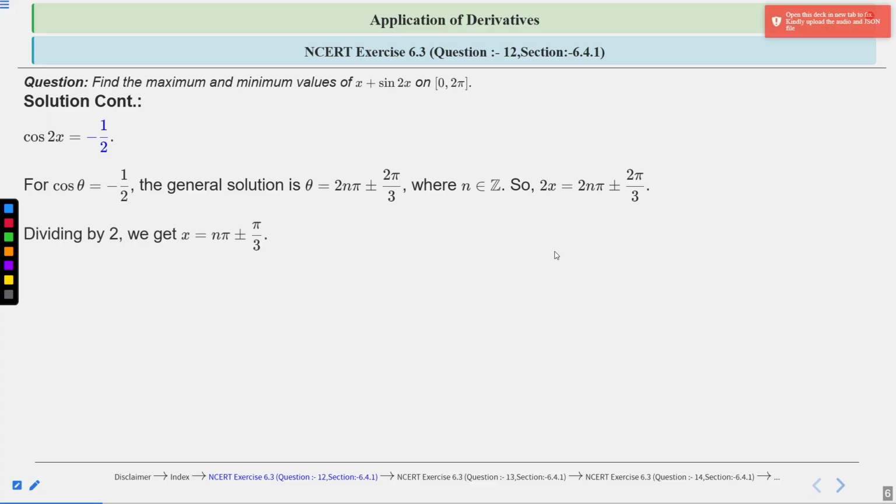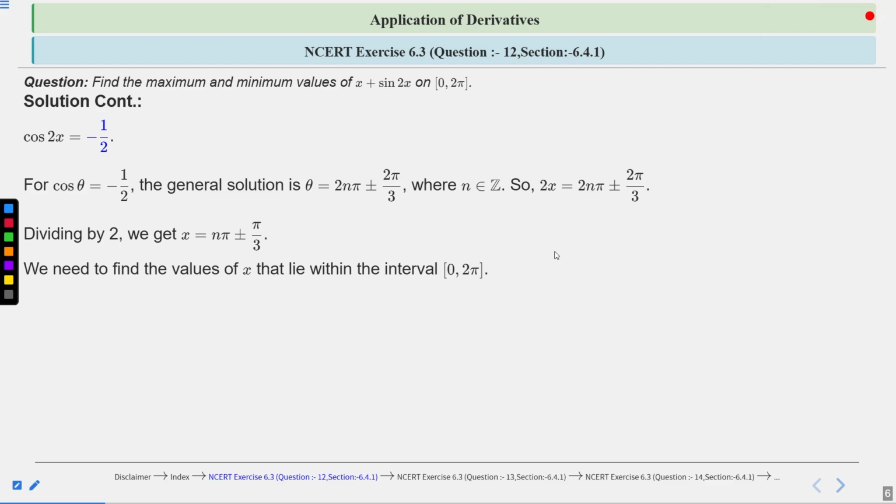Now dividing by 2, we get x is equal to n pi plus minus pi by 3. Now we need to find the values of x that lie within the interval 0 to 2 pi.